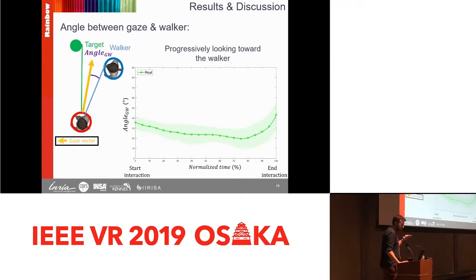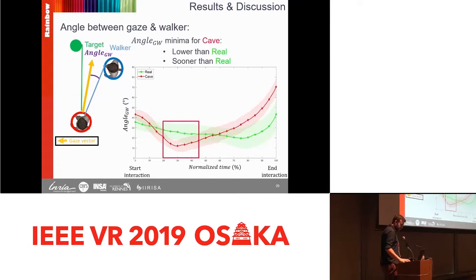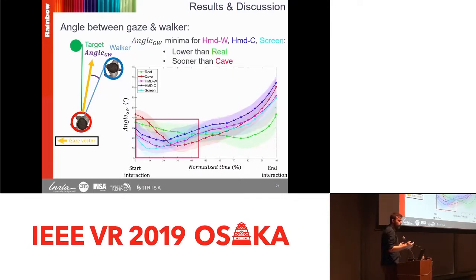Now, the same for the angle between the gaze and the worker. We see that it's progressively looking toward. We don't have this peak for real, but we have this peak for the CAVE, and we also have this peak for the other 3, and sooner. Again, we think it's because of the peripheral vision and the field of view.